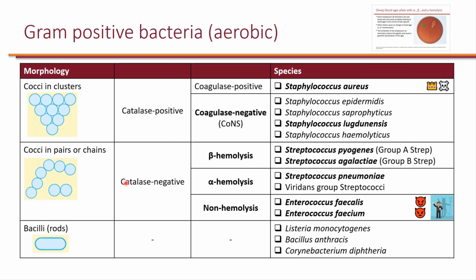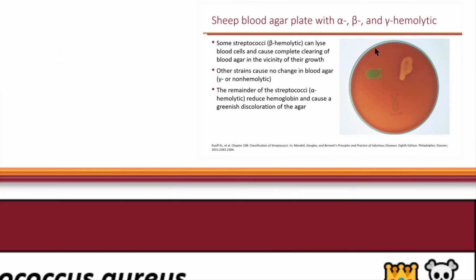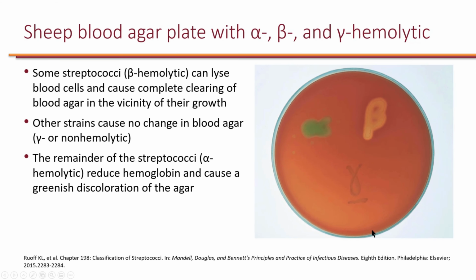And then for the catalase negative group, which do not look like a cluster, so they will be in chains or maybe pairs, then we can do the hemolysis test. So what a hemolysis test would be is that essentially an agar is a plate. So what we do is that we use sheep blood, and we basically let these organisms grow and see what they do to the blood cells.